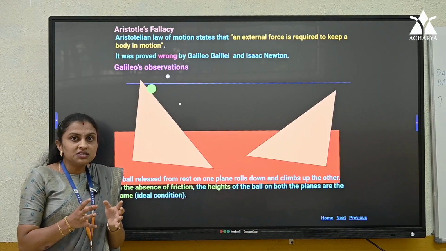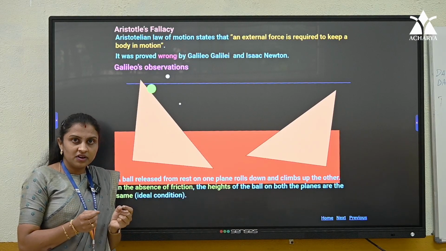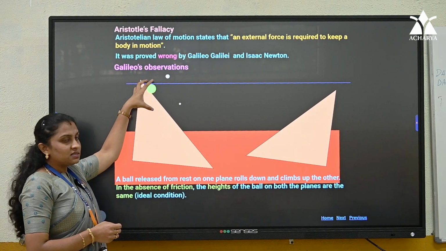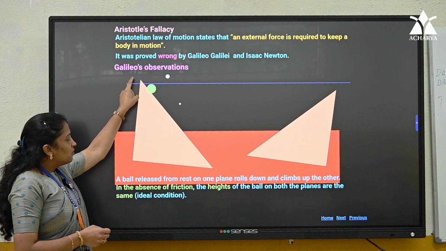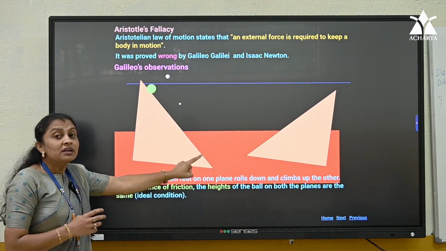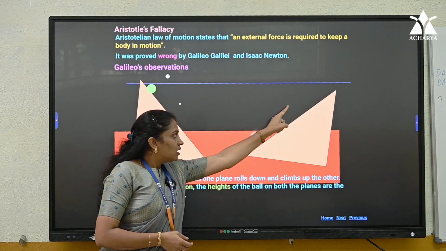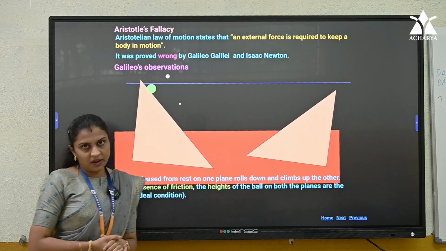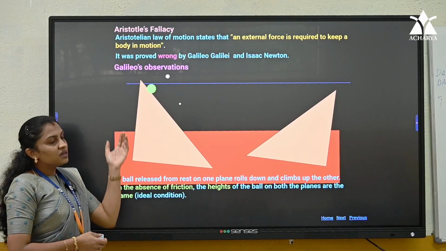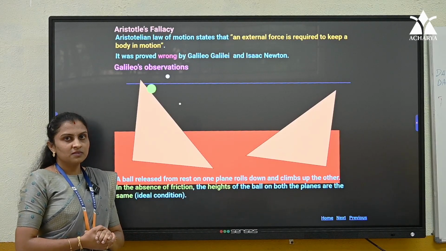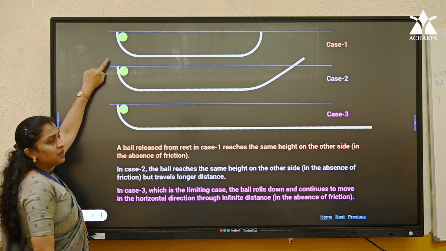We need external effort to pull this ball, but when it rolls down, I do not need an external force to make the ball climb up the other inclined plane. So this was proved by Newton as well as Galileo. Just see this example, it is very important.